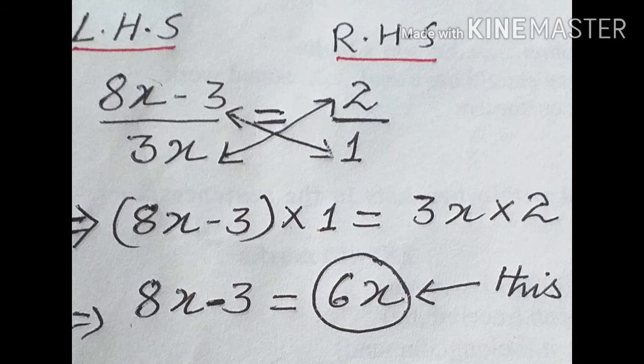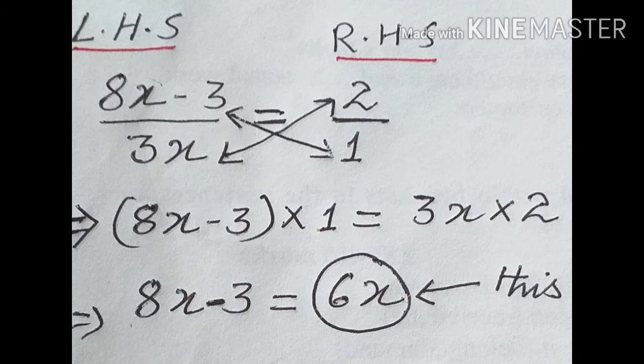Clear? Now we all know that 1 ले कुनै पनि number ला multiply गर्दा we will get the same number. So here 8x minus 3 ला 1 ले multiply गर्दा we will get 8x minus 3 only. Clear? This is our left hand side, equals to. In our right hand side, here we have the variable x and the numbers 3 and 2. So here only the numbers can multiply. So 3 into 2 will be 6, and the variable x, keep it as it is, 6x.